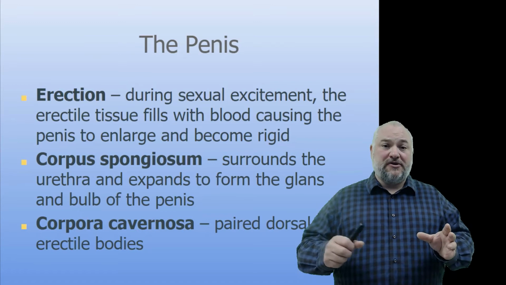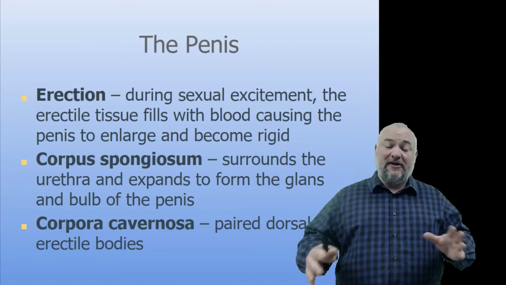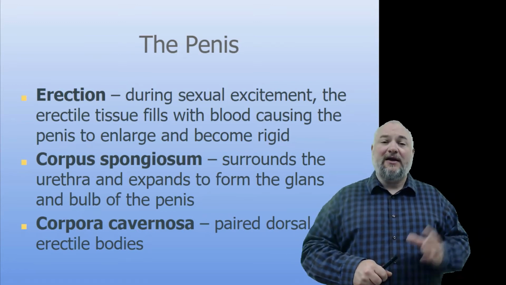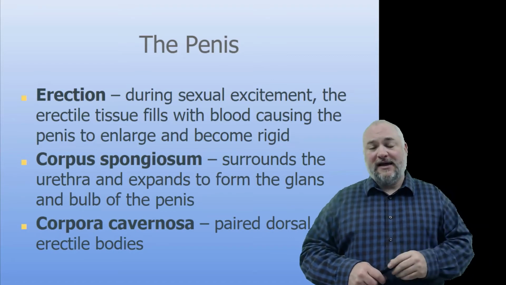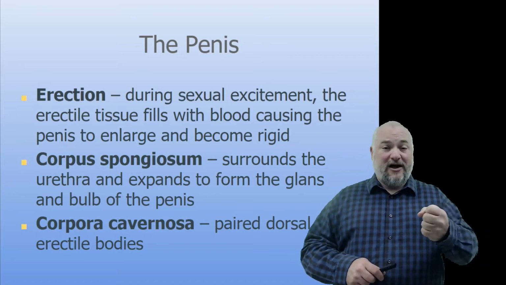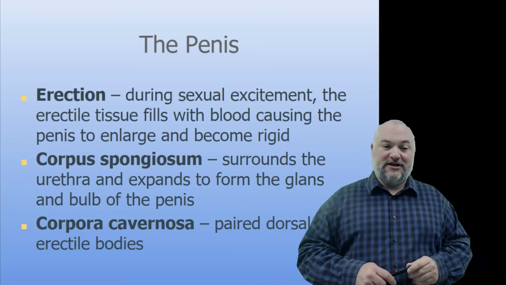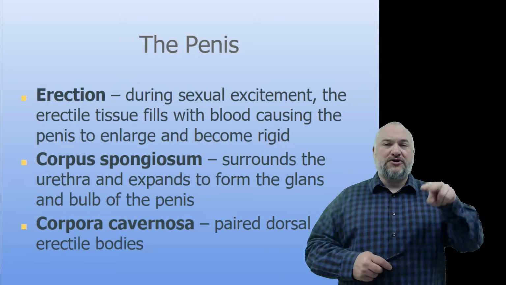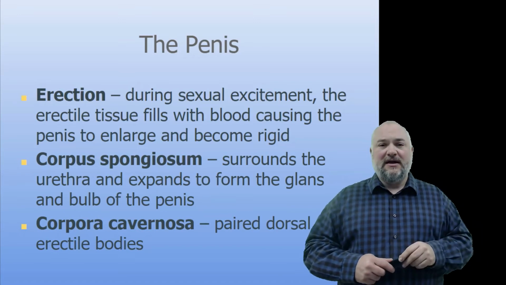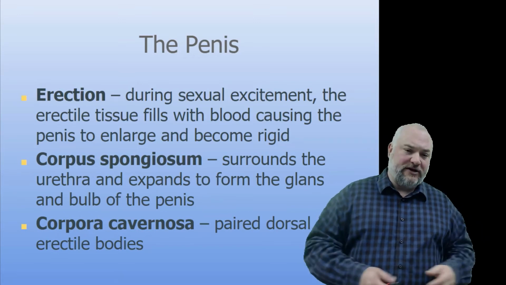And that's there to make sure the urethra stays open when everything else is swelling and when it's inside the vagina, so that the ejaculate, the sperm, can get where it needs to go. It's not cut off like with a tourniquet or something. And then we have the 2 corpus cavernosa, paired dorsal erectile bodies on the top of the penis that provide the bulk of the erection.